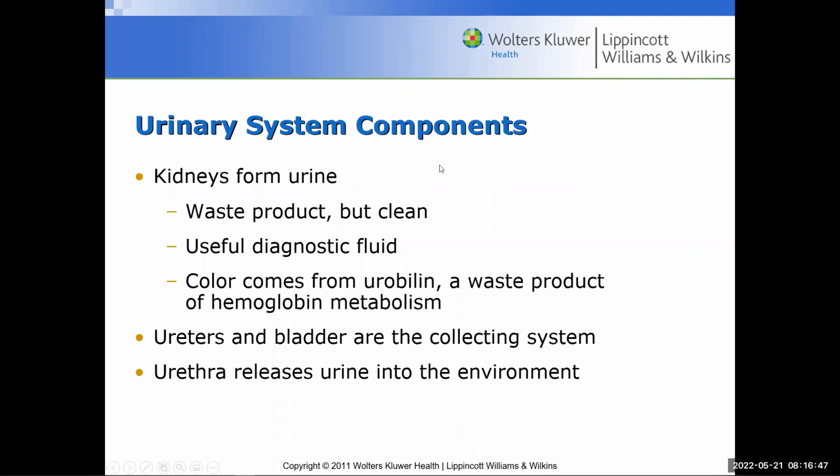So the components in terms of the urinary system, we have the kidneys, which for main function is to form urine, the ureters and bladder, which are the collecting system. The bladder, of course, when we think about the bladder, what type of epithelium should we think about as related to the bladder? Transitional. Transitional.